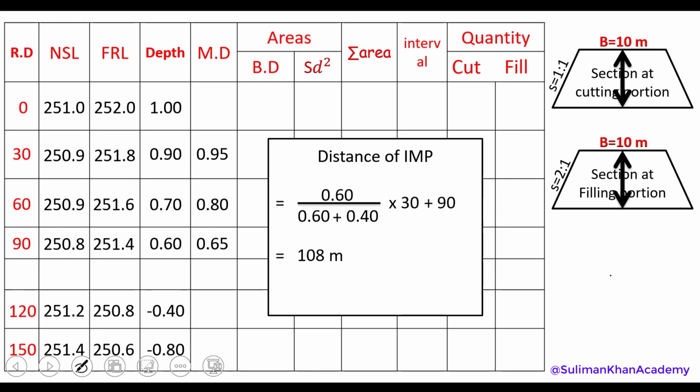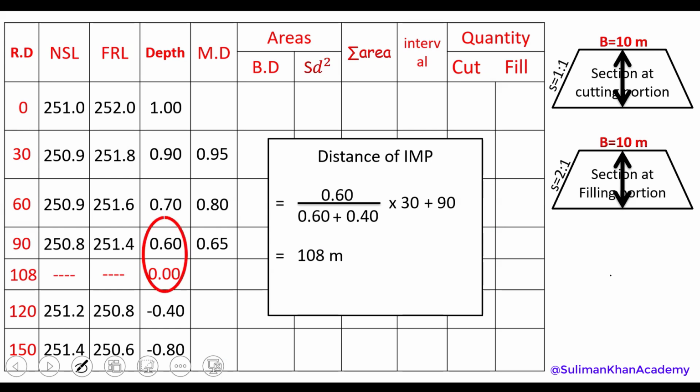That means at station 108, the cut and fill there are just 0. Okay, this is very simple and straightforward. We don't have NSL or FRL there because we are not calculating that. They are not needed. And the depth there is 0. And 0 depth means no cutting, no filling there.